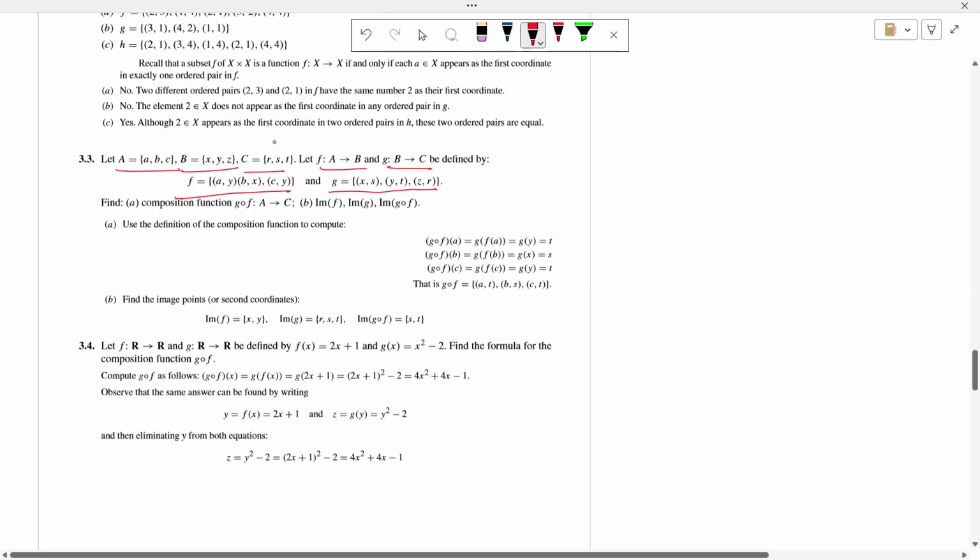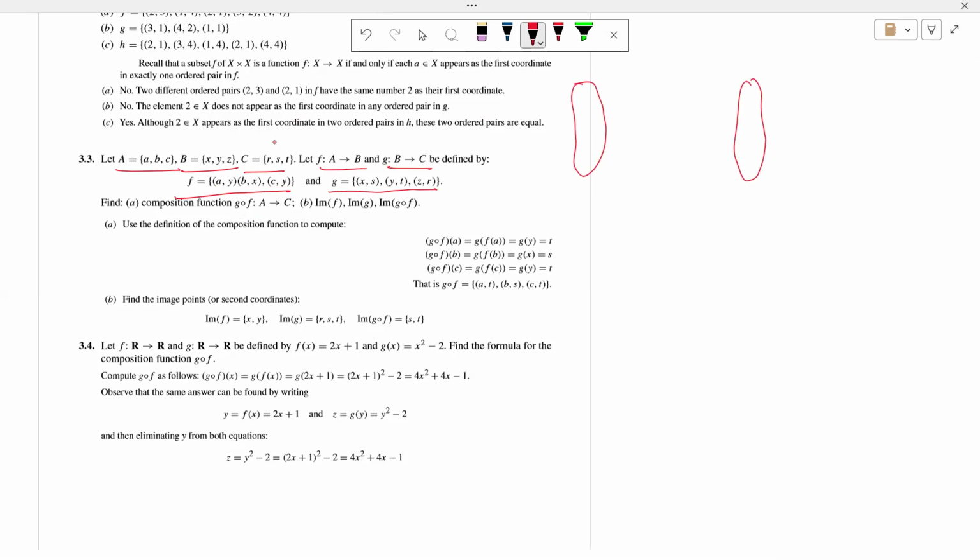So the first thing you need to do is draw the diagram. That is the easiest way, right? First they are giving a function f from A to B. We know the elements: A contains a, b, and c. B contains X, Y, Z. C contains R, S, T, right? They are giving the elements of A, B, and C. So based on that, we can draw the diagram, right?